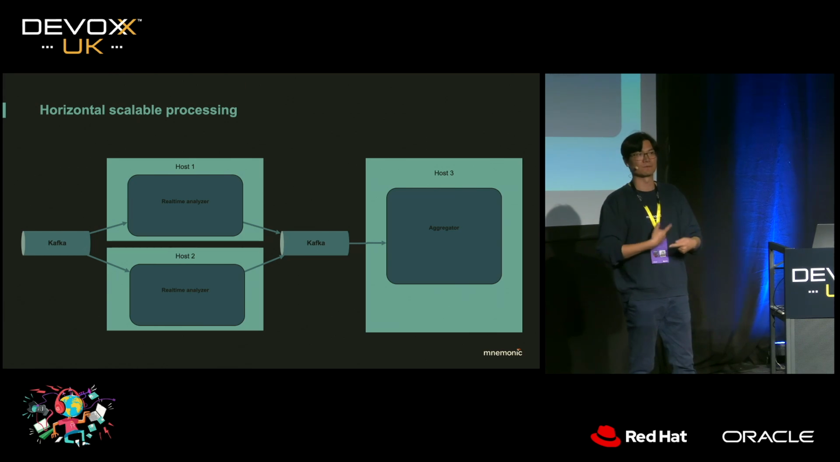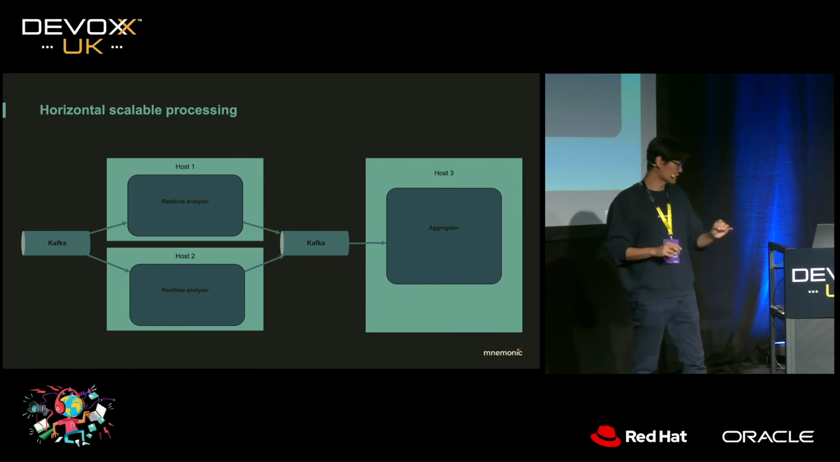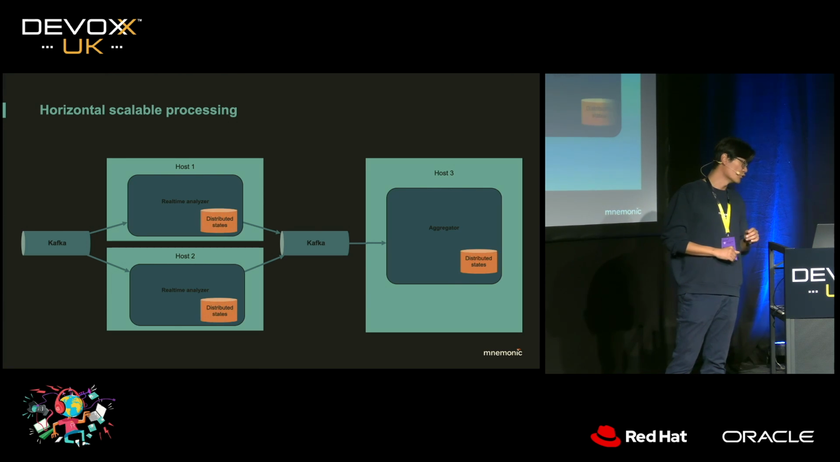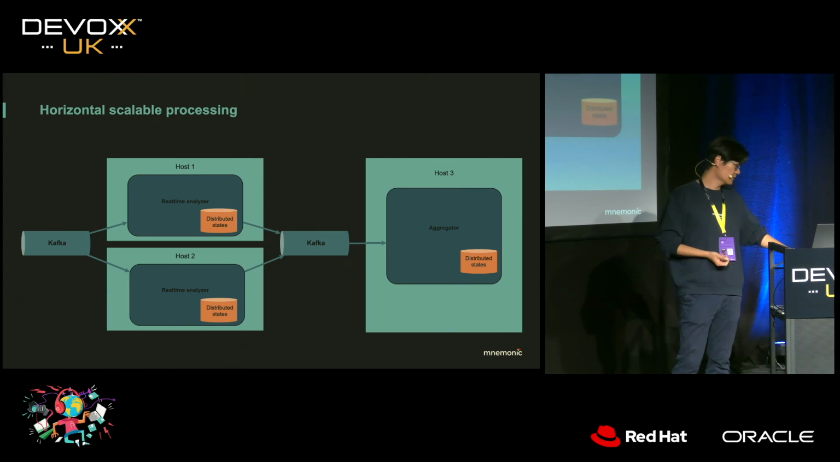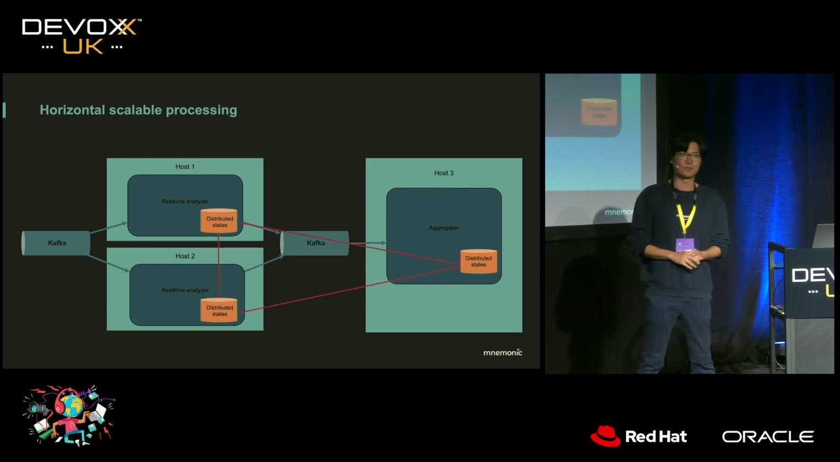we have correlation processing needed. And for correlation processing, we need some states to be shared. And in order to do that, we use Hazelcast in this case. And the states are getting shared through the Hazelcast to different nodes in the cluster. And this way allows us to scale the processing part as well.